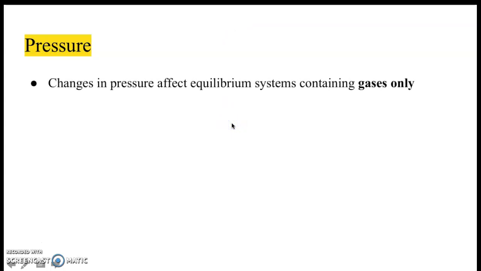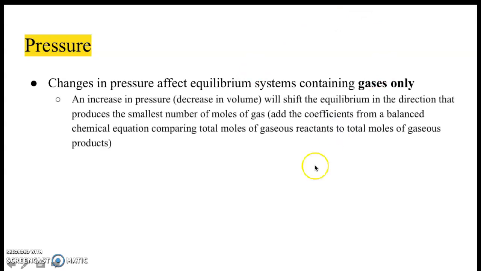Changes in pressure can only affect gases. So if your equilibrium does not have any gases and there is a change in pressure, nothing in your equilibrium is going to change. It's going to remain the same. Gases only here. So you've got to be looking for that (g) in parentheses in your equilibrium in order for this to apply. But here's pretty much what happens.